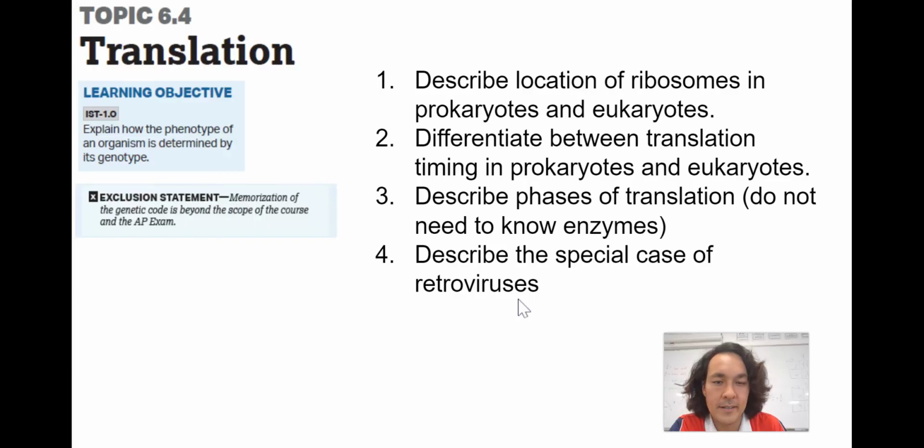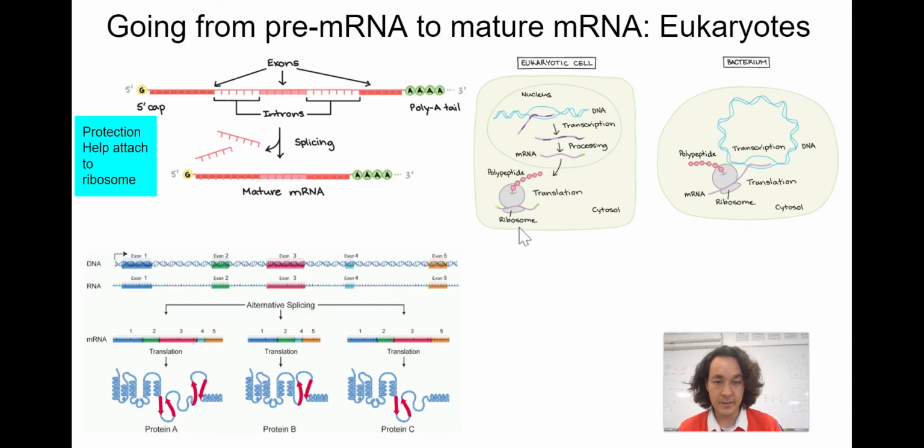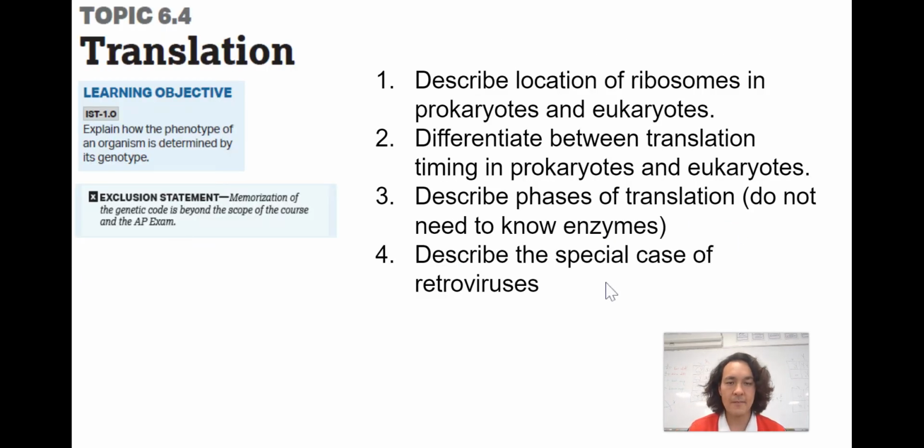All right, translation. So we've read the DNA and turned it into an mRNA transcript, a mature mRNA transcript. Now it's going to leave the nucleus and be translated at a ribosome, or in a prokaryote, it's translated at the same time. So what's going on? First of all, you need to remember a bit from Unit 2 about the endomembrane system and about ribosomes, so we're going to review that. You need to know their location. You should be able to describe the phases of it, but you don't need to know all the enzymes in it. You need to describe the special case of retroviruses with this central dogma.